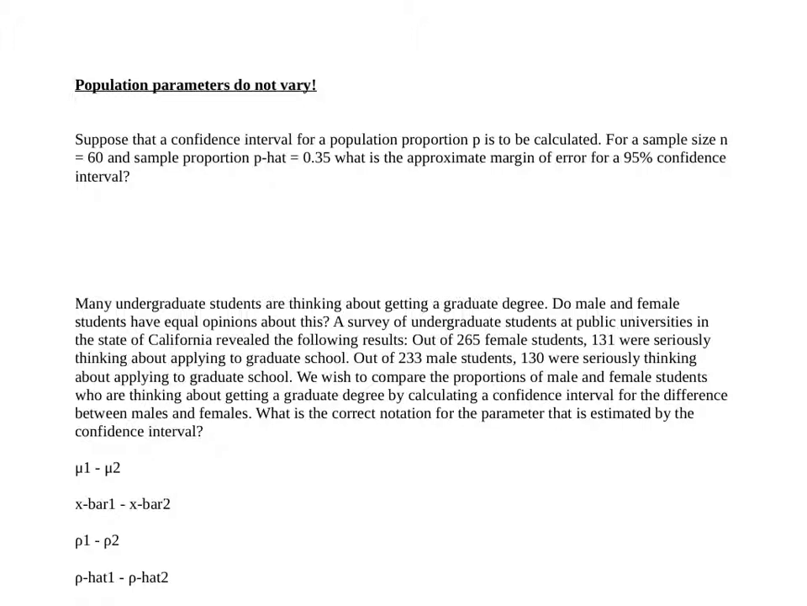Alright, let's jump into some example questions. So, suppose that a confidence interval for population proportion P is to be calculated. For a sample size n equals 60 and sample proportion P hat equals 0.35, what is the approximate margin of error for a 95% confidence interval? Alright, so we're going to have to remember this one. This is a very important one.